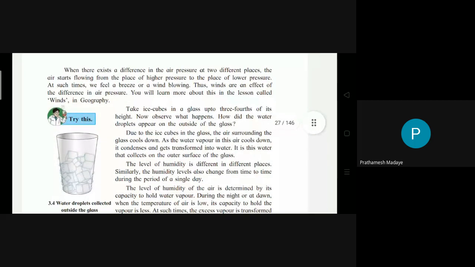See, when there exists a difference in the air pressure at two different places, what happens? The air starts flowing from the place of higher pressure to the place of lower pressure. And at such time, what happens? We feel a breeze or a wind blowing. Thus, winds are an effect of the differences in the pressure. It flows from higher to lower pressure. Okay.